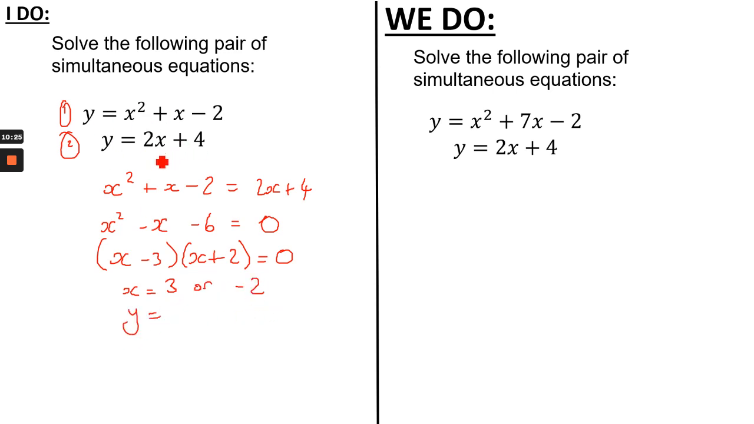Which is the easier equation? Well, I think it's again the second one. So 2 lots of x add 4. So 2 lots of 3 is 6, add 4 is 10. Or 2 lots of negative 2 is minus 4, add 4 is going to be 0. So my coordinates are going to be (3, 10) or (minus 2, 0). Copy that down. Give the question on the right a go, and play when you're ready to go through the answers.